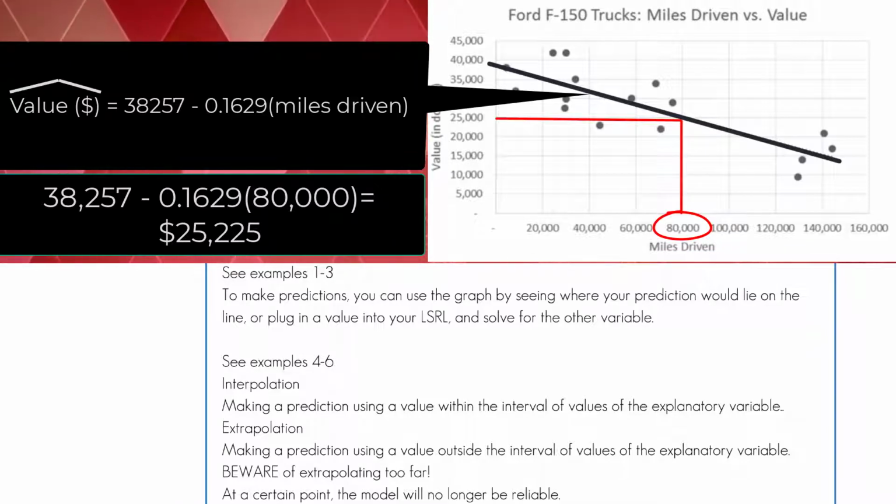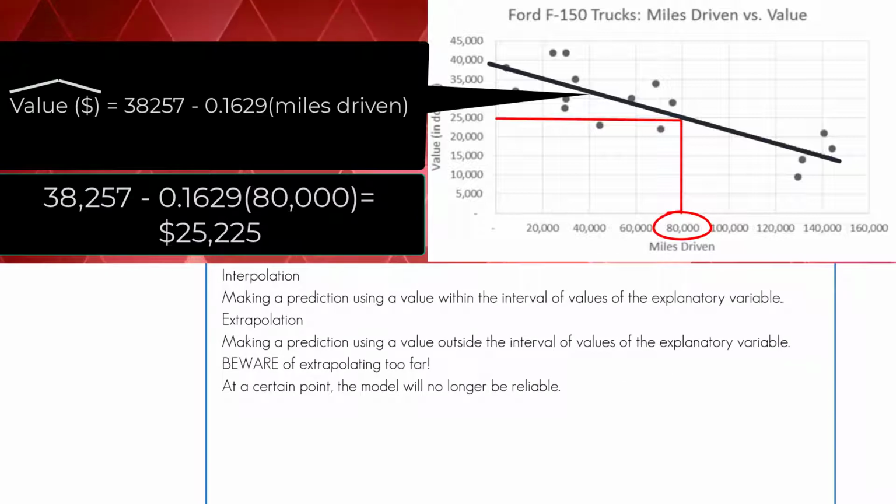Now, I can make two kinds of predictions. The first prediction is what we just did, and that's called interpolation, where we make a prediction using a value within the interval of data, within the interval of the explanatory variable. We have trucks with miles on it between about 5,000 miles all the way up to 140,000 miles. 80,000 is within that interval, so it's safe to say that our model is going to be consistent within that.